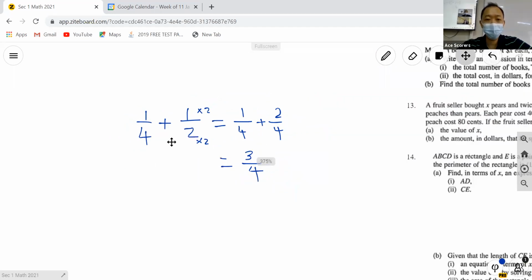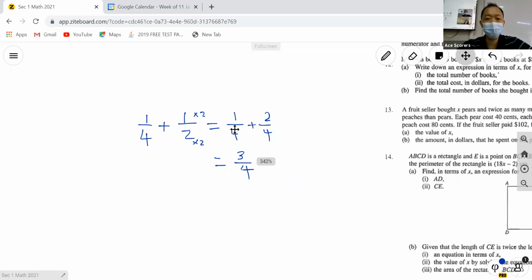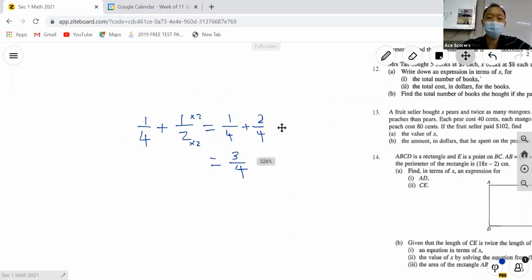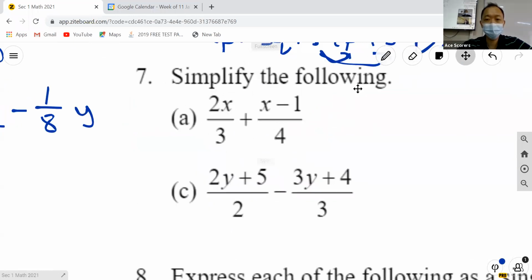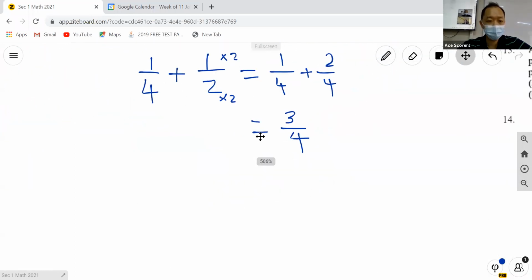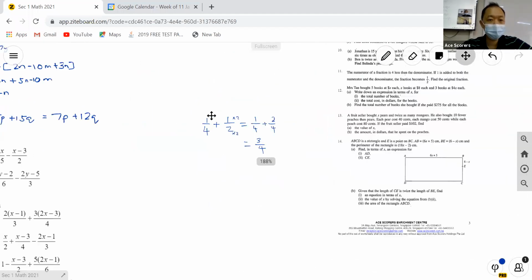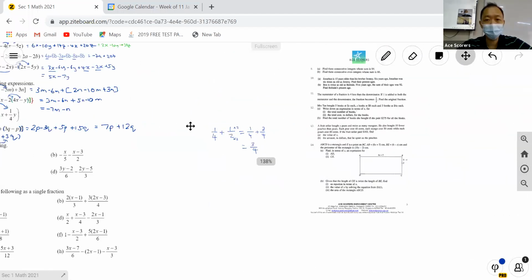Now what happens when we have algebraic stuff like this? 2x/3 plus x minus 1/4. So I'm going to write it here. Hey, what is it again? 2x/3 plus x minus 1/4.